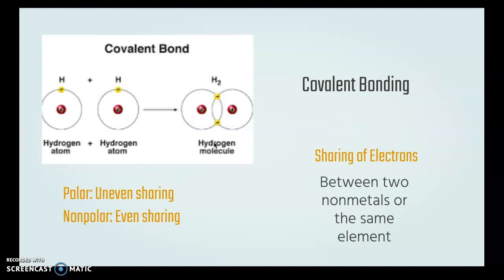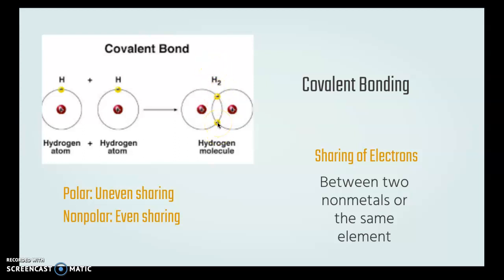Covalent bonding is where we have sharing of electrons, and the way I remember this is sharing is caring. Caring starts with a C, covalent starts with a C. So in this case, we're going to share electrons, and this tends to happen between 2 nonmetals or the same element. The example I have here is 2 hydrogen atoms, sorry, that are bonding together, and they're going to just share those 2 valence electrons.